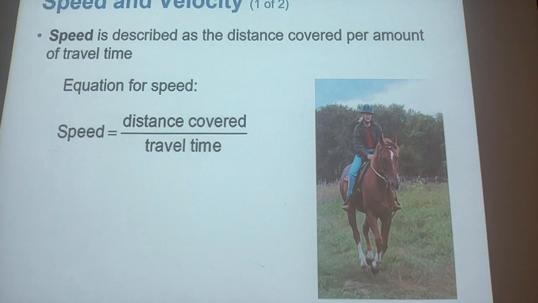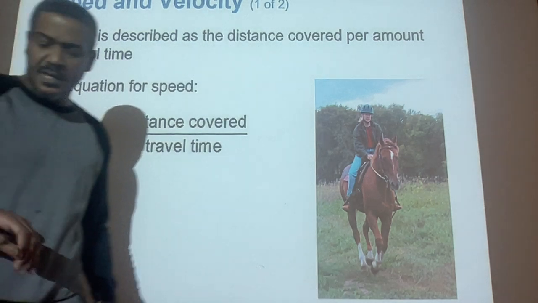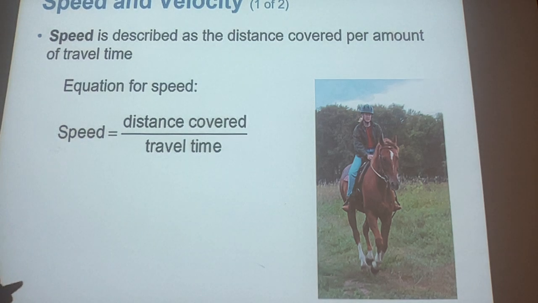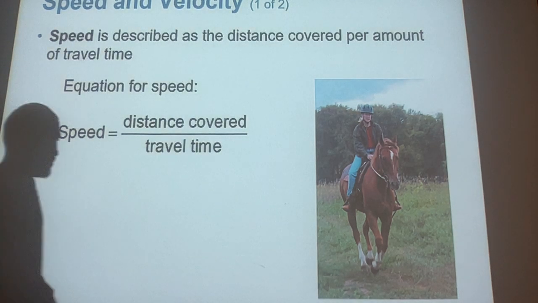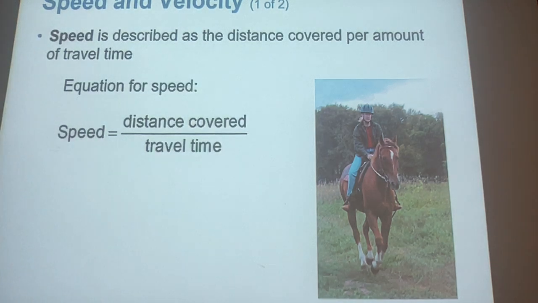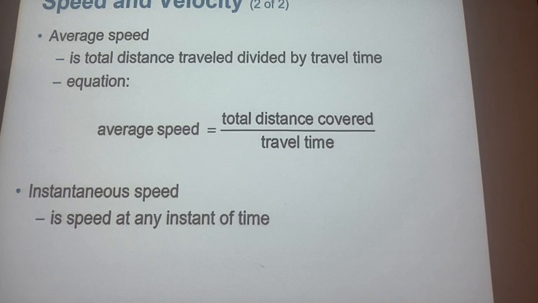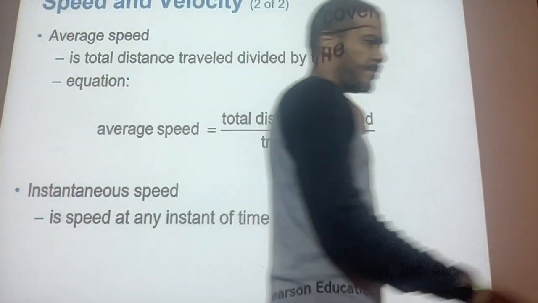So don't think of it as something foreign to you. Again, we're talking about motion, right? Speed is the distance covered per amount of travel time. So in order for me to define the speed of anything, I must define what distance the object covered and what time it took the object to cover that distance. That's speed. Now they have two types of speed: average speed and instantaneous speed.